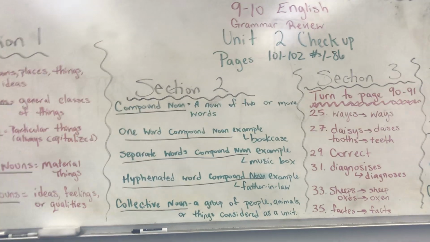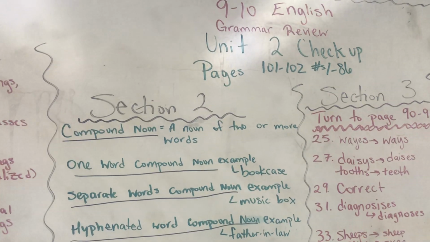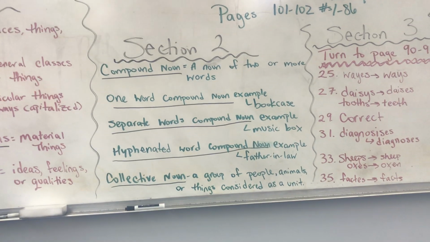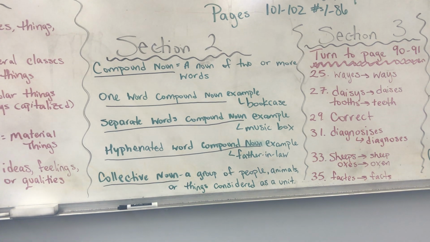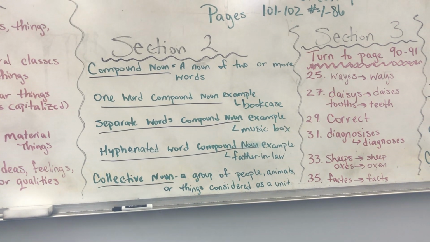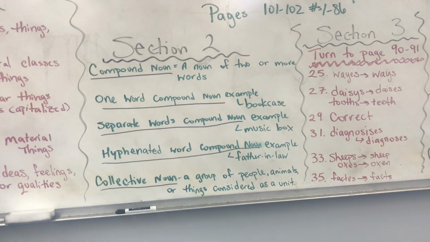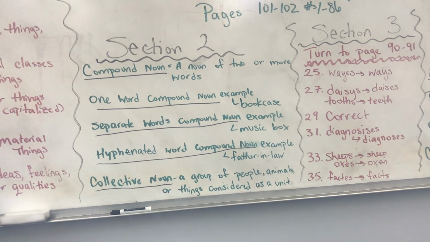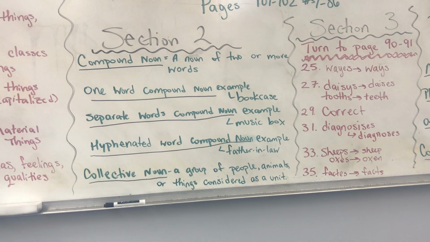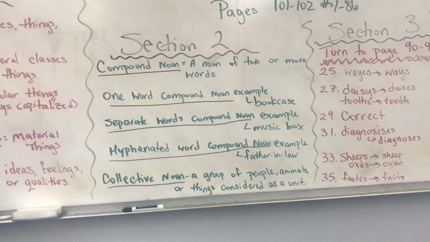Okay, so we're coming back for section 2 of unit 2. So we have our definitions here on the board. Compound noun would be a noun of 2 or more words. A one-word compound noun would be, for example, bookcase. So you see those 2 words are smushed together. There's no space. There's no hyphen in between. They are written as if it is one word.